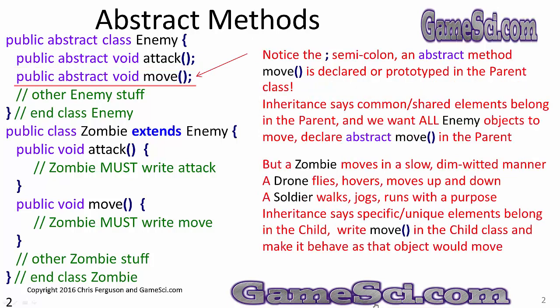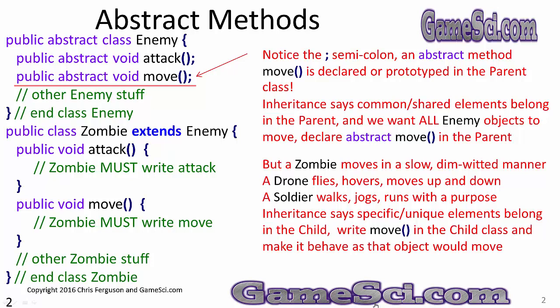Let's do it again. Public abstract void move. Notice the semicolon again. We're not writing the method move here. We're declaring the method move, or we're prototyping the method move in the parent class. Inheritance says that common or shared elements belong in the parent class, and we want all enemy objects to move. So we're going to declare an abstract move in the parent class.